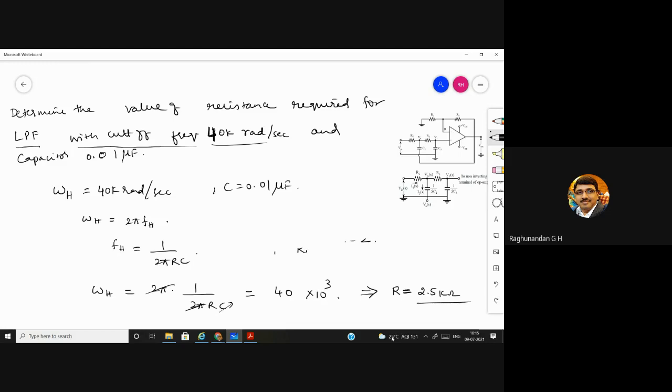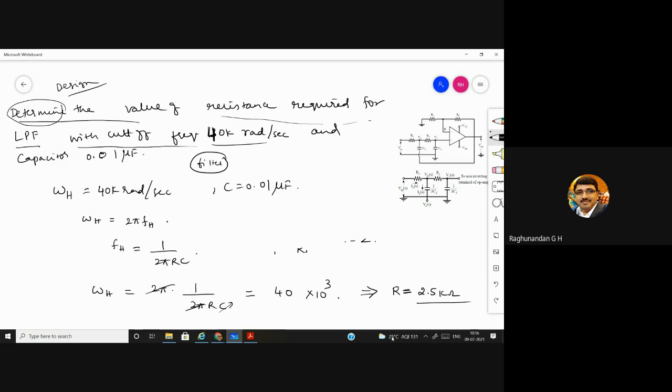Okay. Here they are very specific. Determine the value of resistance required for low pass filter. That means they are only asking for the resistance of the filter. If in the place of determine there is design, then you need to find all the resistance values. Here low pass filter means RC filter. So if you do this much, this is sufficient.